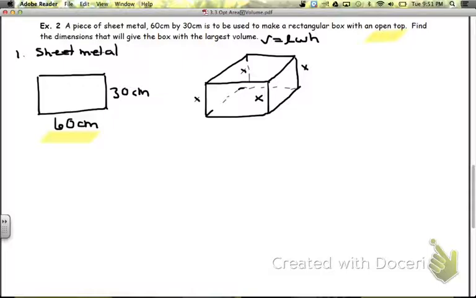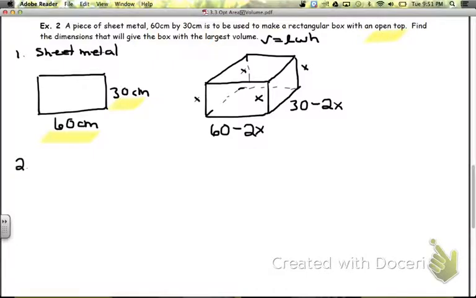Therefore, since I know I need to find the volume of this box with an open lid, I'm going to have this length here be 60 minus 2x. And my width, therefore, since my width is 30, I'm going to have this as 30 minus 2x. Okay, the reason it's minus 2x is because I have two widths here. So that is our first step.